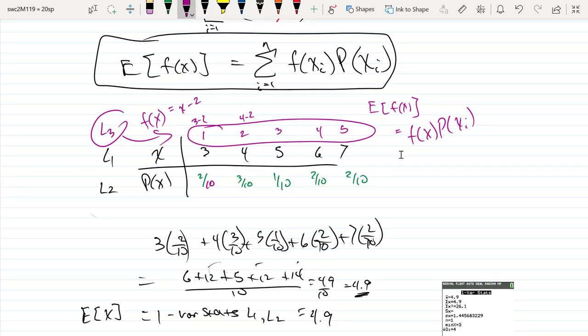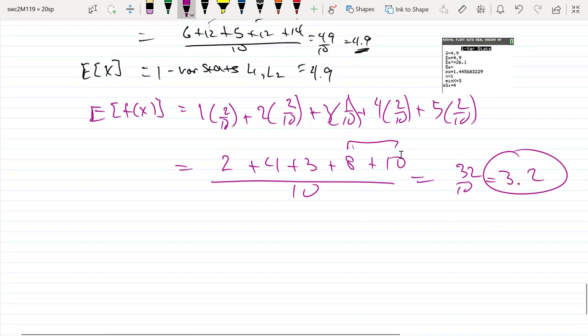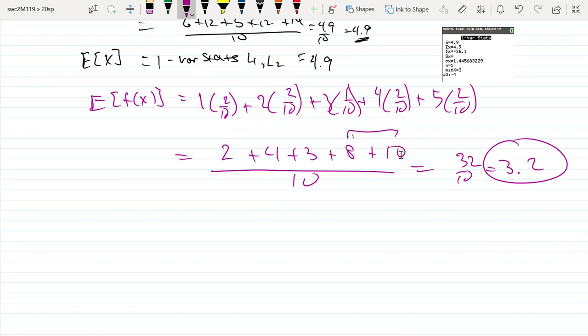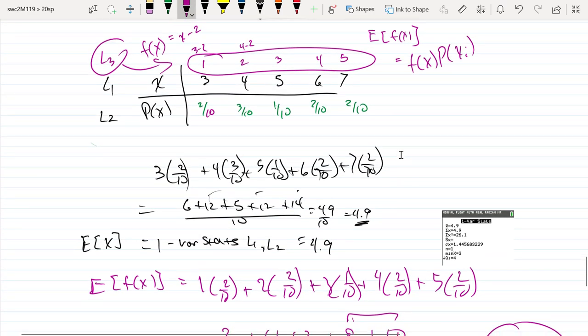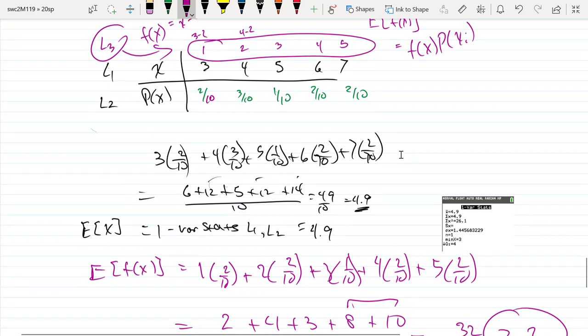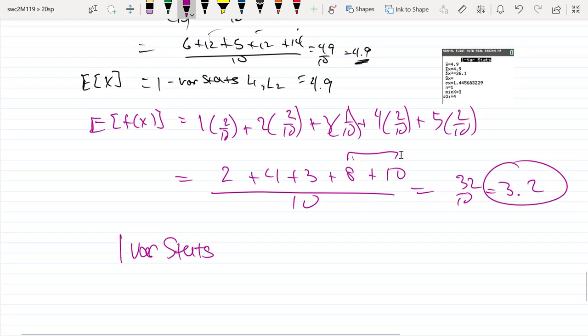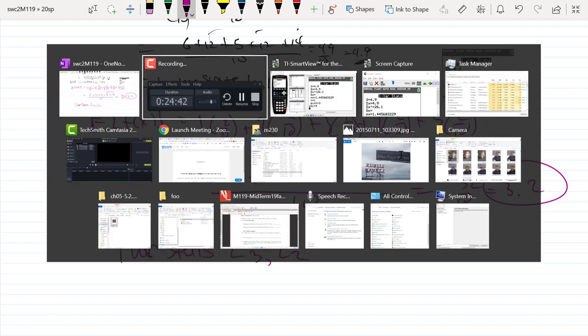So if we have a 1, 2, 3, 4, and a 5, where a 1 occurs 2 tenths of the time, a 2 occurs 3 tenths, and so forth, it looks like we end up with a 3.2. We can also use one var stats to give us the same information. So in this case, the list is list 3, but the frequency is still list 2. So list 3 and list 2.